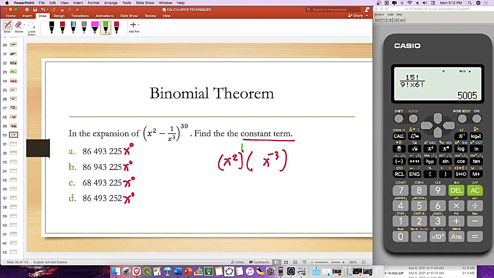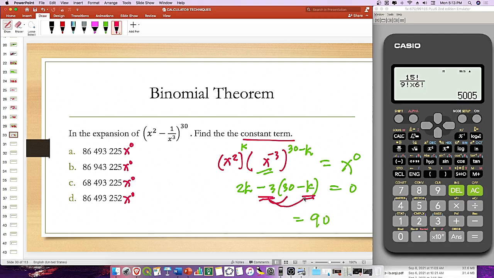Since we don't know the power of x squared, we can just use k. Since we also don't know the power of x raised to minus 3, we can have it as the total power minus k. And the result is x raised to 0. Now if we simplify this equation and take the exponent, we will have 2k minus 3 times (30 minus k) equals 0. Then we will solve for the value of k. First we distribute, and then transpose. The result will be positive 90. Then add that to 2k. That result will be 5k.